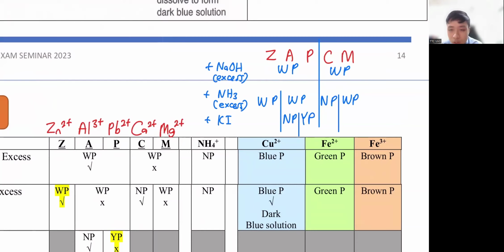Add the KI into this. WP means white precipitate. NP means no precipitate, meaning it can dissolve. YP means yellow precipitate. After that, you add one more thing: tick, cross, tick, cross. Tick means soluble, can dissolve. Cross means insoluble, cannot dissolve.